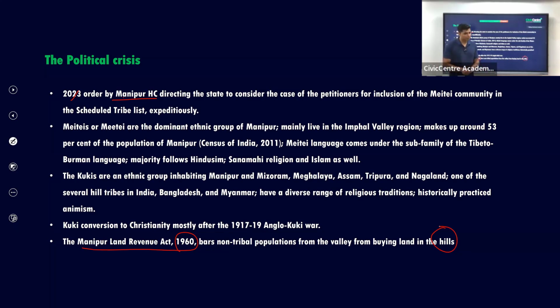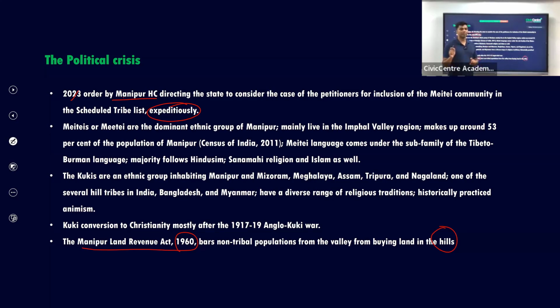We don't have enough representatives. We don't have that much development. All the money is going to the valley because the majority of the MLAs are from your area. So if you come to our land, if you are given ST status, we will be nowhere. That issue started. The then judge, or I think the Chief Justice himself, observed that expeditiously, please consider giving ST status to Meiteis.